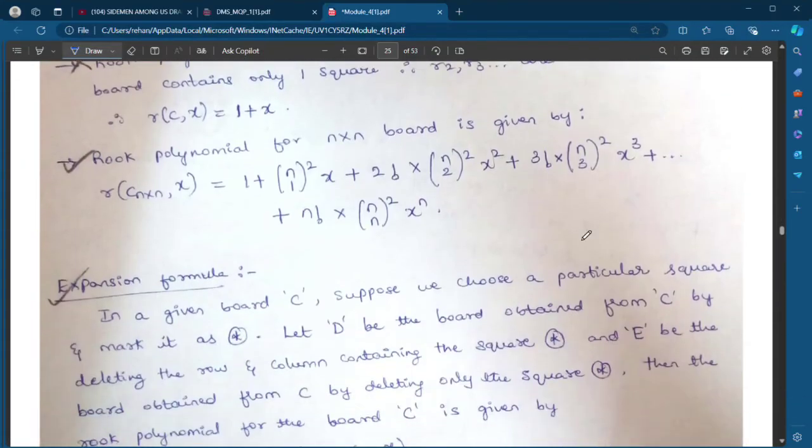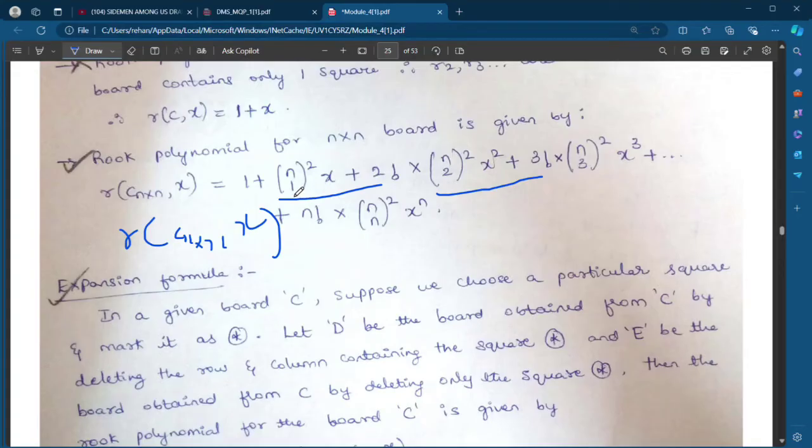Okay, then Rook polynomial. So let us start with one. The Rook polynomial is nothing but R of C(n, x). R of C of n cross n board, x is the Rook polynomial for an n cross n board, given by R(C, x) equals 1 plus (n choose 1) the whole square into x, then plus 2 factorial into (n choose 2) square into x square, plus 3 factorial into (n choose 3) square.